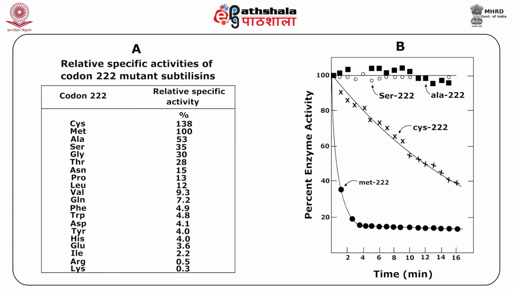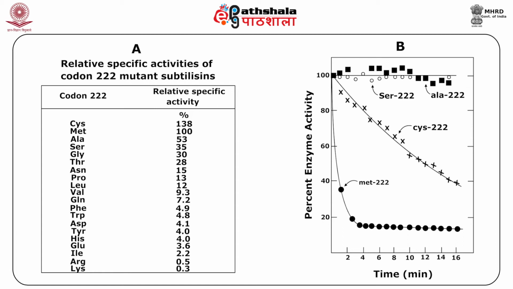But like methionine, remember cysteine also possesses a sulfur group. So this cysteine is also prone to oxidation. The next in the list is a replacement with alanine, which had only 53% specific activity, but is unaffected by the presence of bleach. So this substitution imparted stability to the enzyme in the presence of a strong oxidizing agent like bleach. So this is one of the successes of the enzyme or protein engineering field.